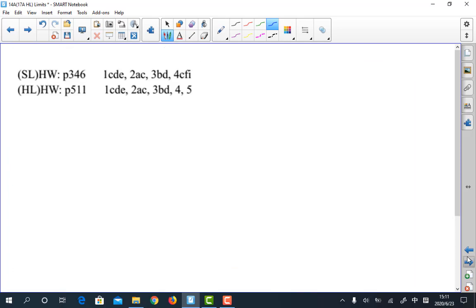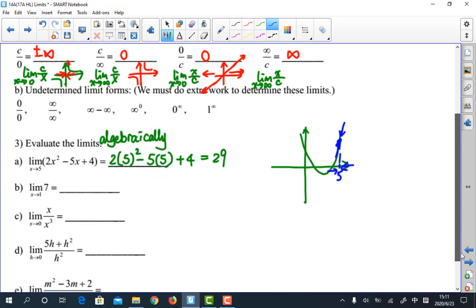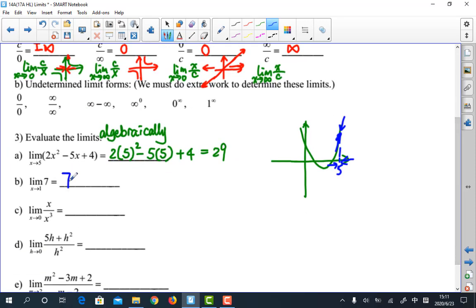Therefore, the limit of 7 when x approaches 1 is 7. Can we use the graph to justify my answer? Yes, we can. y equals 7 is a horizontal line. When x approaches 1 from the left-hand side, y approaches 7. When x approaches 1 from the right-hand side, y still approaches 7. Therefore, the limit of a constant is always the constant itself.